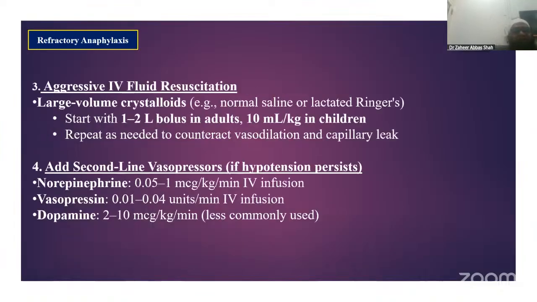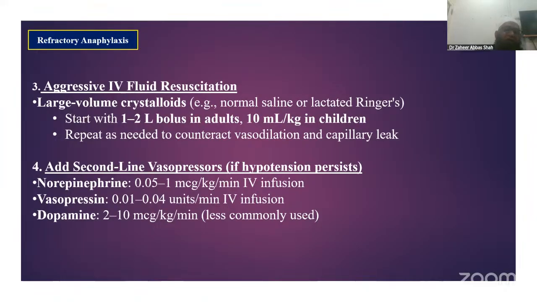The next thing is aggressive IV fluid and resuscitation. We have already seen that anaphylaxis may be associated with shock, or it could be without shock. Anaphylaxis with shock should be given a larger volume of crystalloids. We can give normal saline or Ringer lactate solution, 10 ml per kg per bolus in children. It can be repeated as well. This will take care of the hypotension or shock.